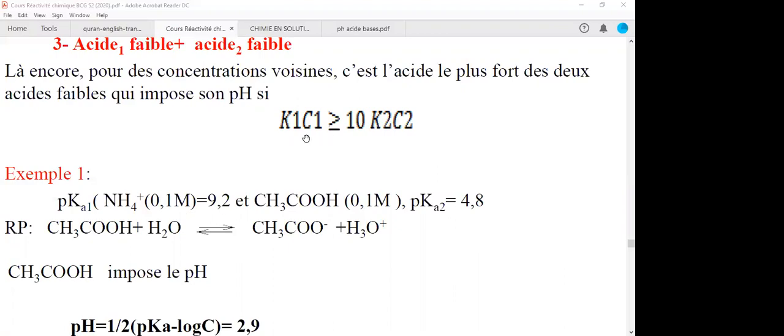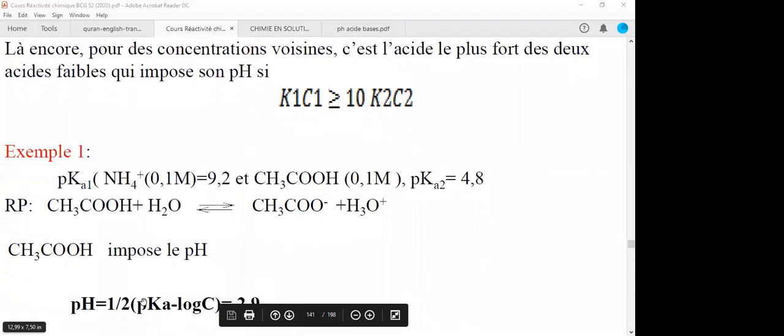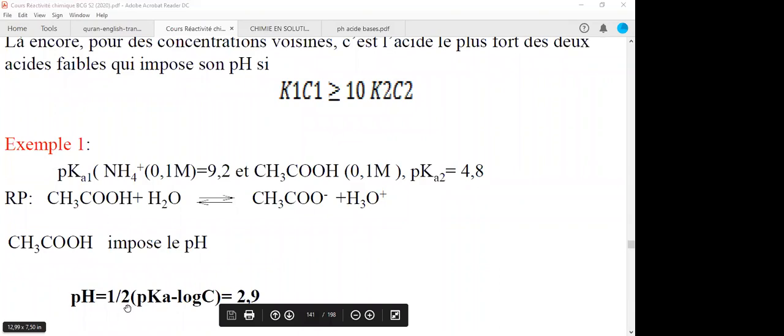So this condition is verified, meaning this CH3COOH is the acid which is going to impose the pH. It is a weak acid. And the pH of a weak acid is given by pH equals 1/2 pKa minus log of concentration.